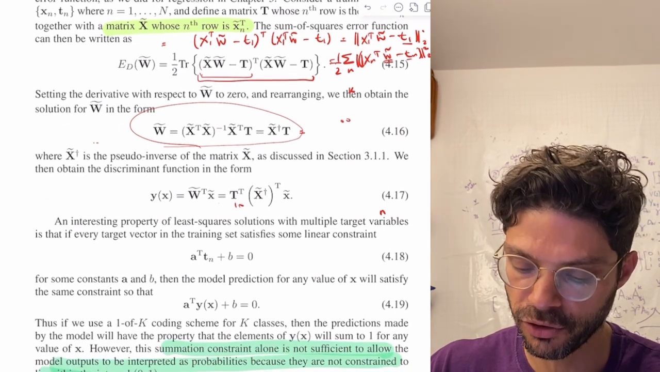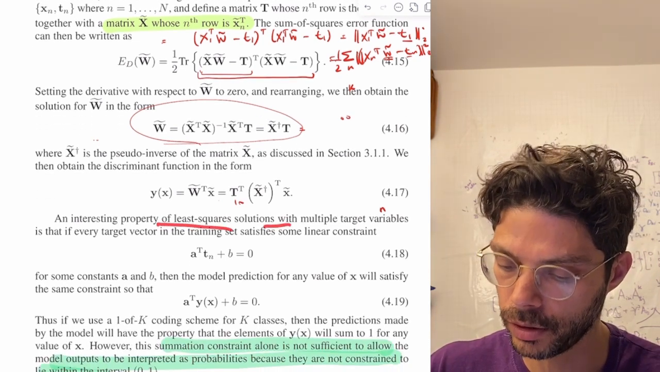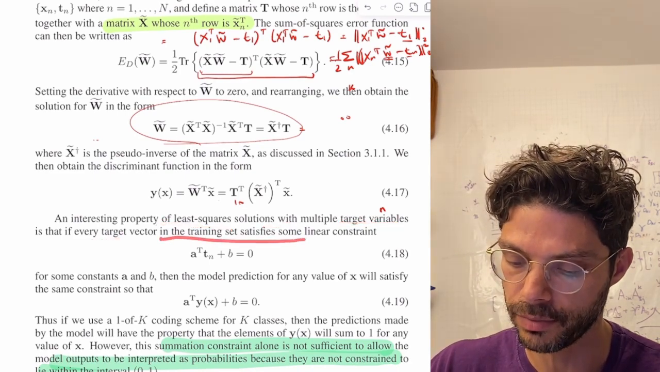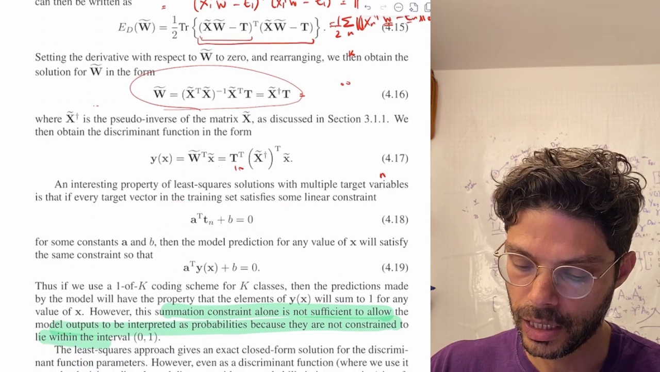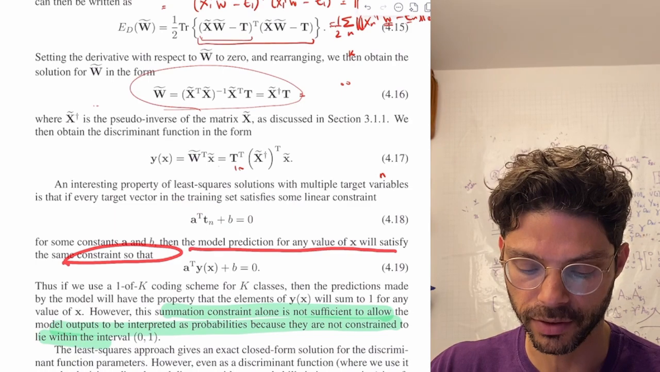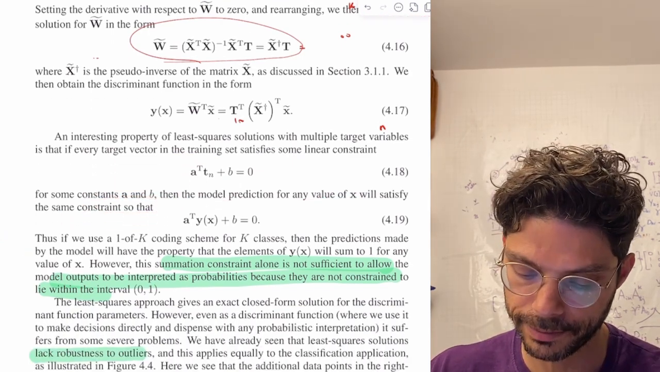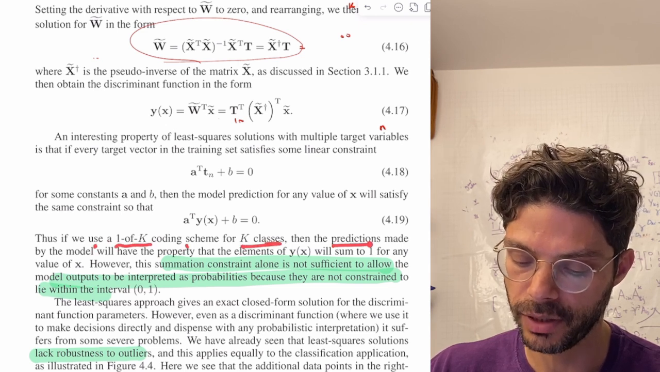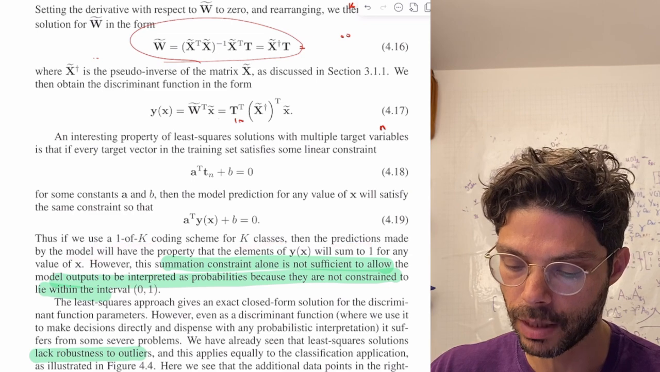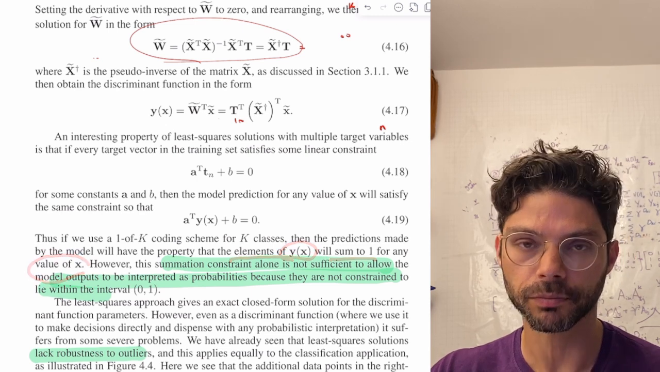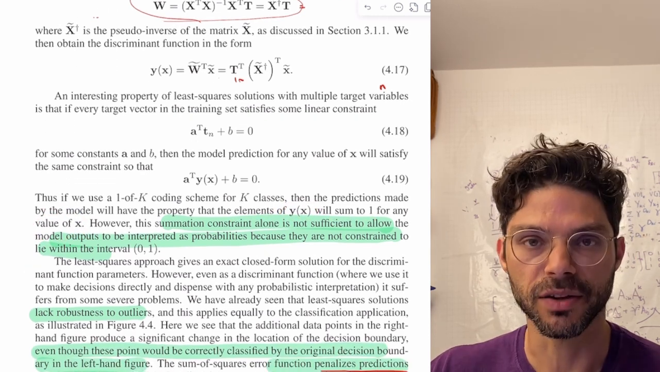Now it says an interesting property of least squares solutions with multiple target variables is that if every target vector in the training set satisfies some linear constraints, then the model predictions for any value will also satisfy those same constraints. And there's an exercise you can do to show that. Thus, if we use a 1-of-k coding scheme for k classes, then the predictions made by the model will have the property that the elements of y of x will sum to 1 for any value of x, because the targets do.